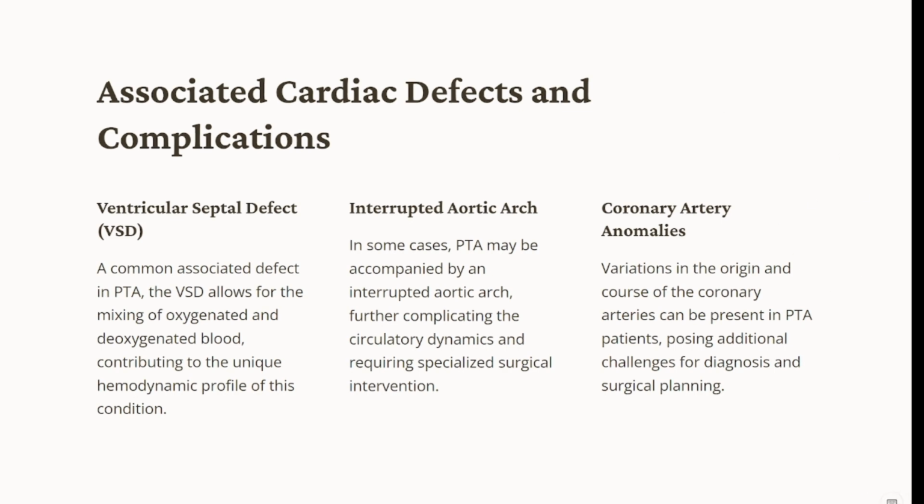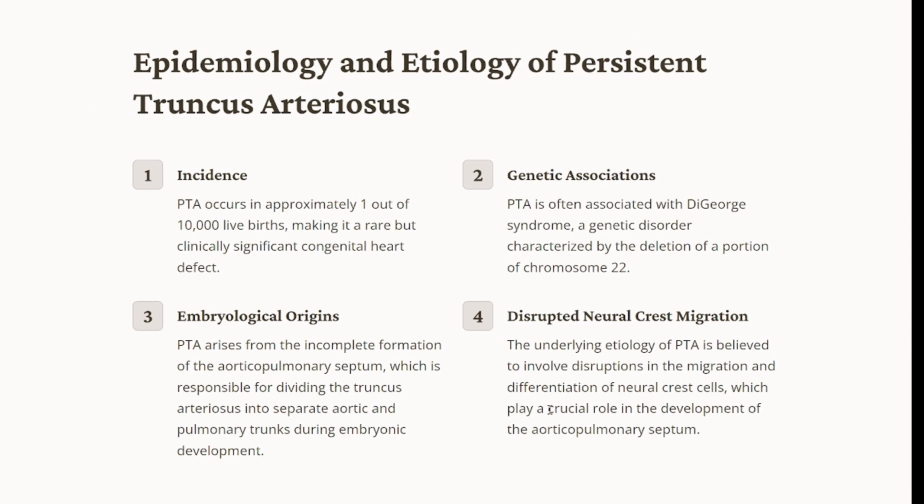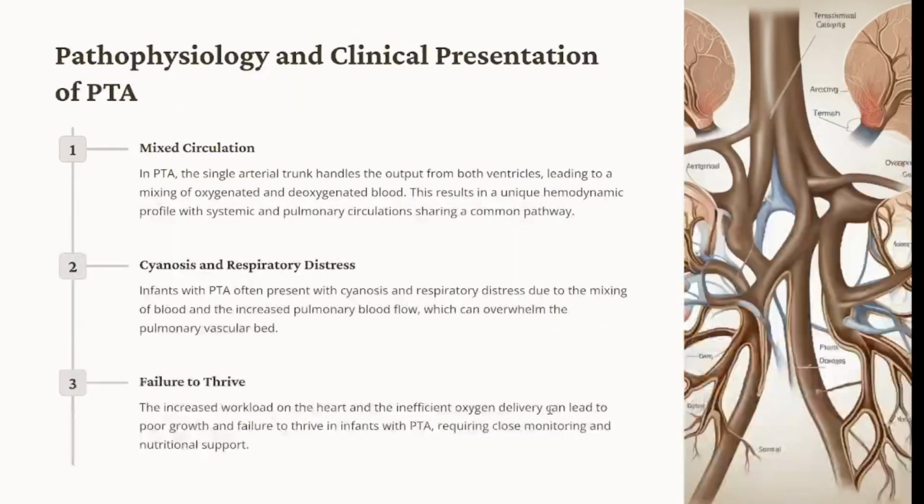Associated cardiac defects: ventricular septal defect, VSD, potential for an interrupted aortic arch, coronary artery anomalies. Epidemiology: occurs in approximately 1 out of 10,000 live births, often associated with DiGeorge syndrome. Etiology: incomplete formation of the aorticopulmonary septum due to disrupted neural crest cell migration. Pathophysiology: mixed oxygenated and deoxygenated blood due to VSD. The single arterial trunk handles output from both ventricles, leading to systemic and pulmonary circulation mixing.